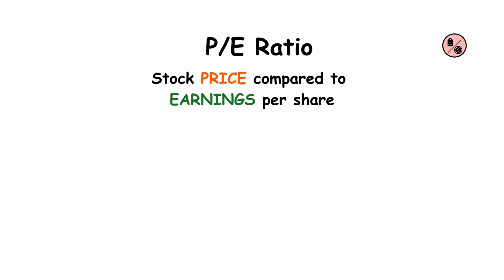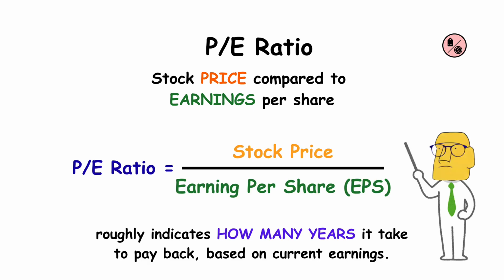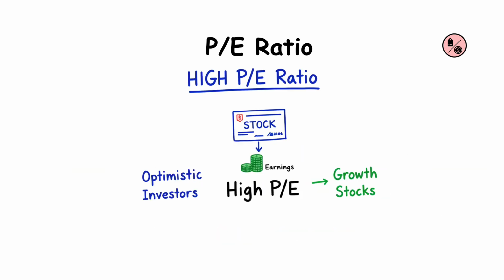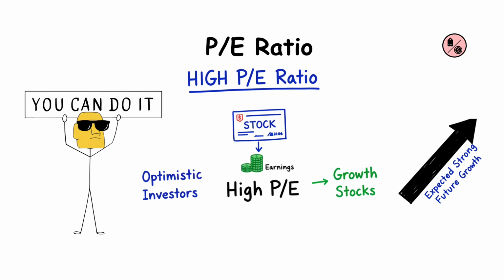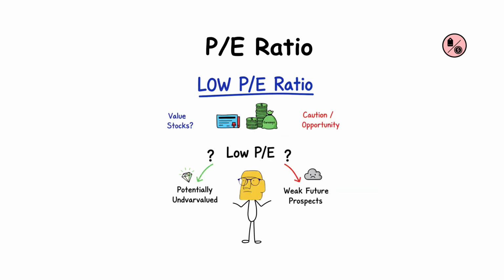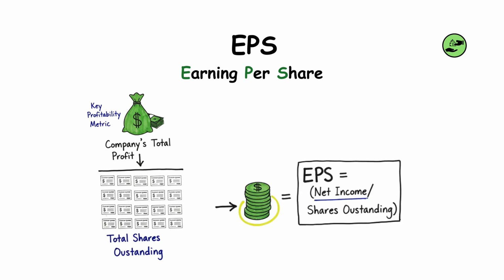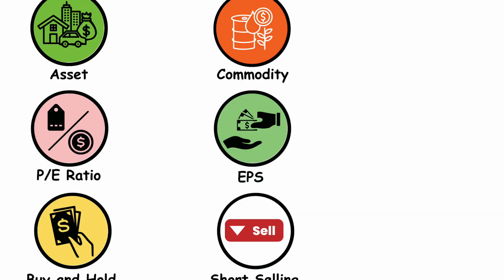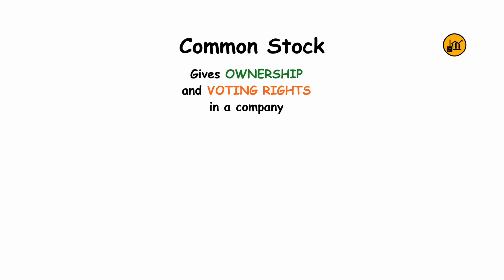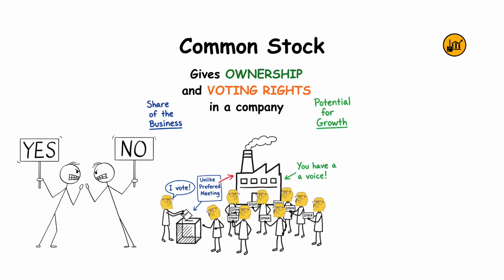PE ratio. PE ratio shows stock price compared to earnings per share. A high PE often means investors expect strong growth. A low PE can mean undervaluation or weak future prospects. EPS, earnings per share. EPS is profit divided by the number of outstanding shares. Common stock. Common stock gives ownership and voting rights in a company.